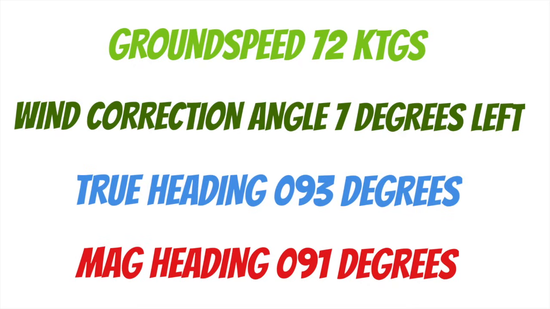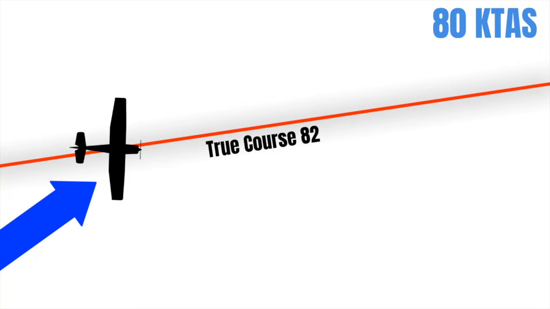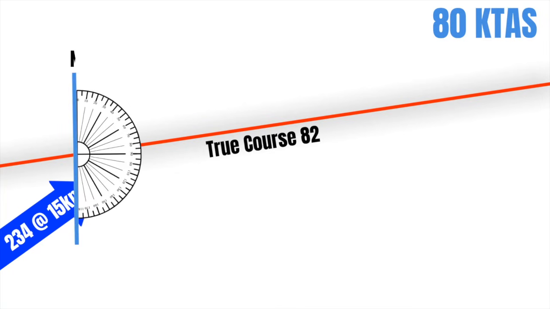Let's do one more of these with a tailwind so you can see the difference. This time we're flying a true course of 082 with a true airspeed of 80 knots, and our winds are 234 at 15 knots. Once again, we'll draw our north-south line and label them for our Army guys. My Marine friends probably need this too. Anyway, from here it's kind of weird because this protractor doesn't have a backside, but that's okay.